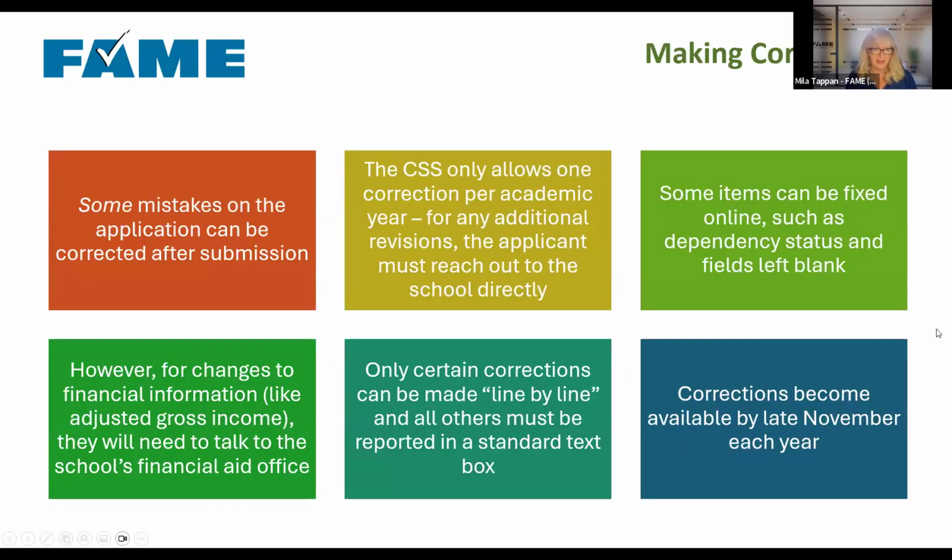Now, making corrections. Okay, this is kind of crazy with the CSS profile, and I think this is a process. I understand why it's not quite as streamlined as the FAFSA. The schools all want to deal with things a little bit differently. These schools that use the profile, again, are going to dig much more into family situations. And so they don't want to allow the family to make all of these adjustments to the CSS profile afterwards.